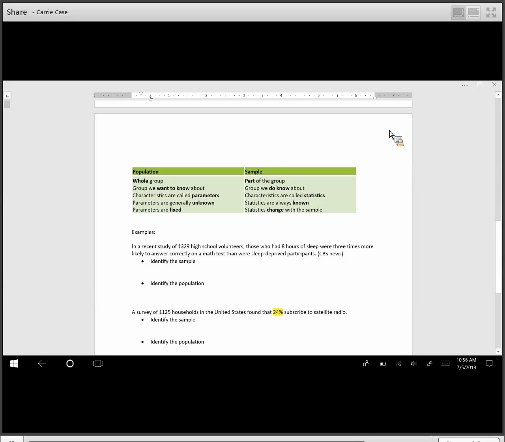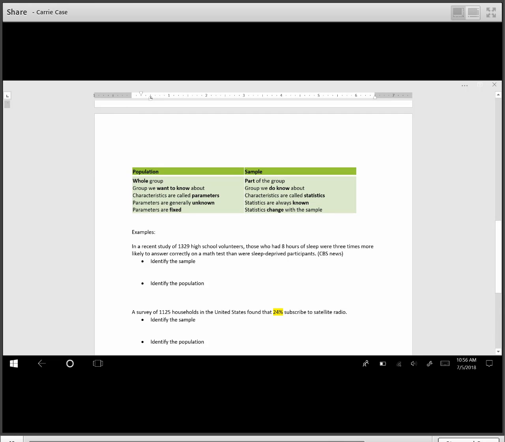Now, if we were to compare a population and sample to one another, the population would be the whole group. It's the group we want to know about, and the characteristics that represent this group are called parameters. Parameters are almost always unknown, and they're fixed, which means there's only one for each parameter. In a sample, the sample is part of the entire group. It's the group we actually know about. The characteristics of that group are called statistics, and statistics are always known or can be calculated, and statistics change with the sample.